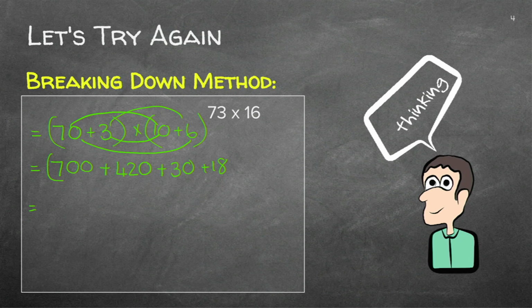Now you can see the hundreds already standing together and the tens. So I can just put my brackets here and I don't have to write the next step. So 700 plus 420 will be 1,120, plus 30 plus 18 will be 48. And now I can calculate my answer. And the answer will be 1,168.